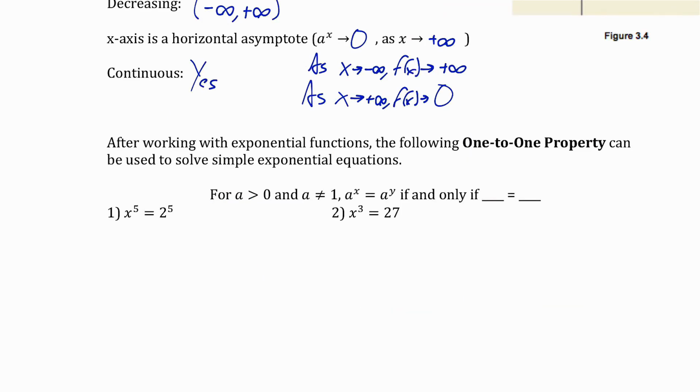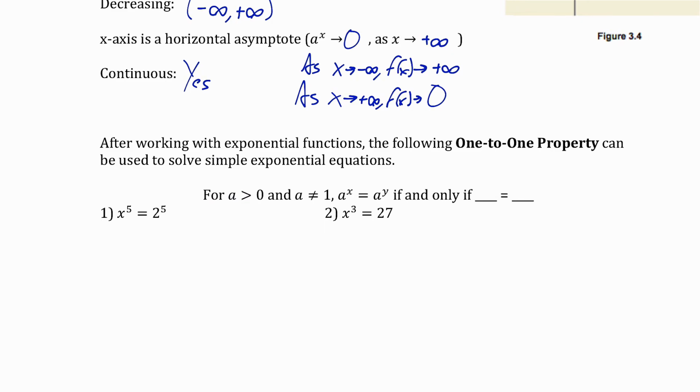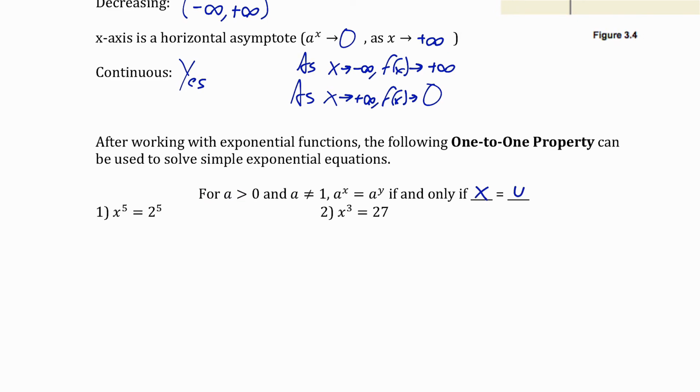So after we've been working with exponential functions for a bit, one thing we can actually use is solving exponential equations. If you have an a value that's greater than 0, so the base of your exponential is greater than 0, and it's not equal to 1, a to the x equals a to the y if and only if x equals y. The exponents have to be equal to each other.